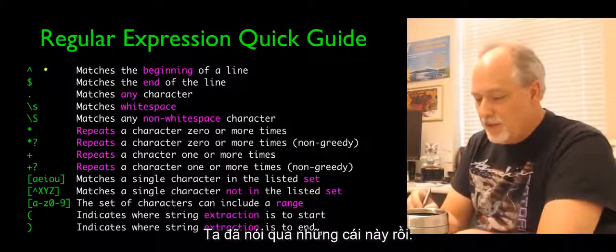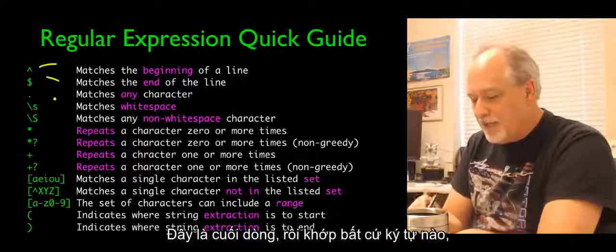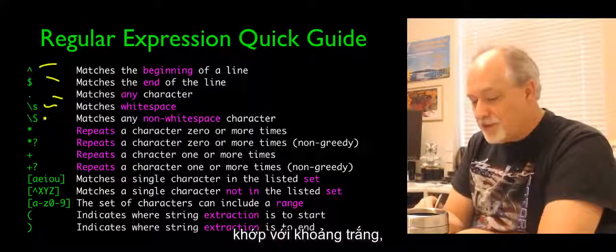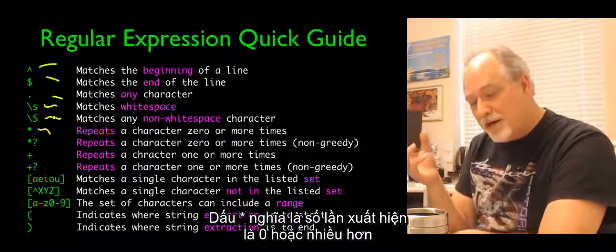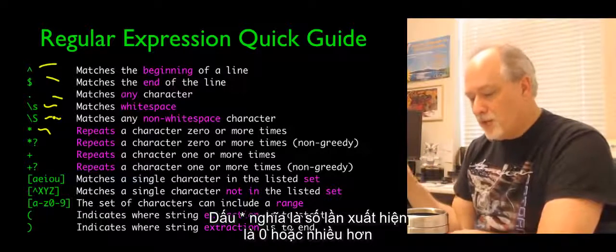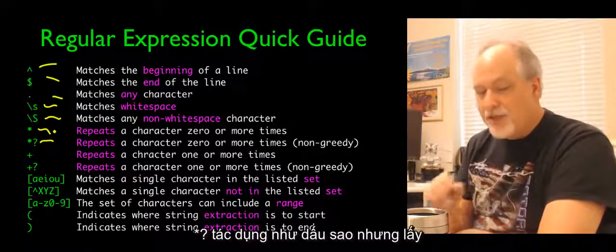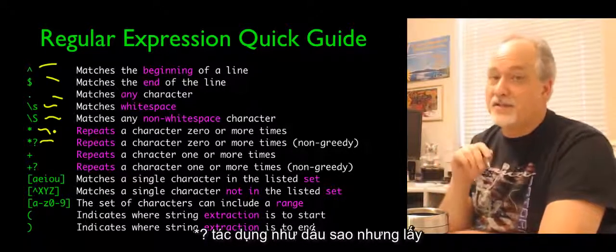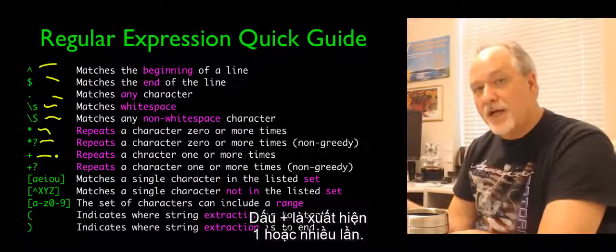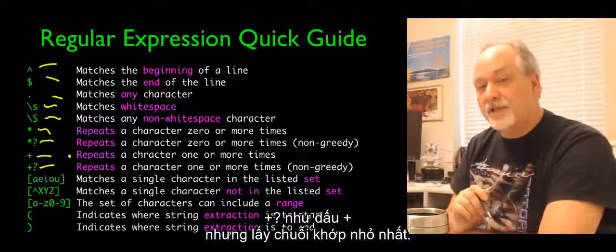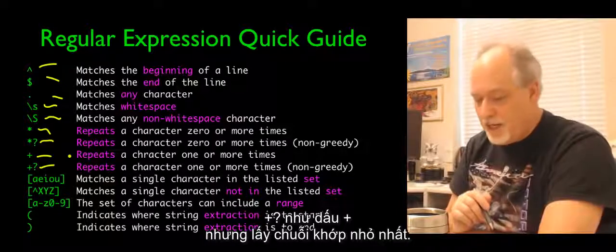We talked about all these. We have the beginning of the line. We have the end of the line, matching any character, matching space characters, matching non-white space characters. Star is a modifier that says 0 or more times. Star question mark is a modifier that says 0 or more times non-greedy. Plus is 1 or more times. Plus question mark is 1 or more times non-greedy.